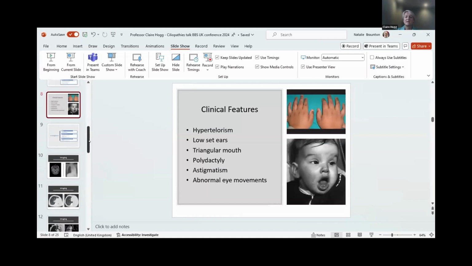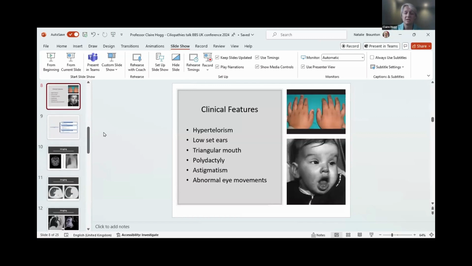He had quite typical features. This is not the patient, this is a library picture, but he had typical features. He'd had extra digits, which had been removed, hypertelorism, which is wide set eyes and low set ears, and this typical triangular mouth. He had astigmatism and some nystagmus, abnormal eye movements.